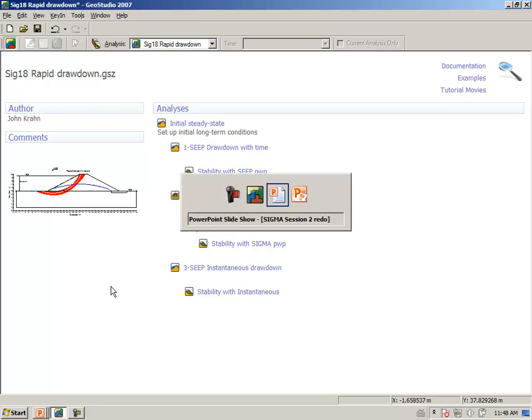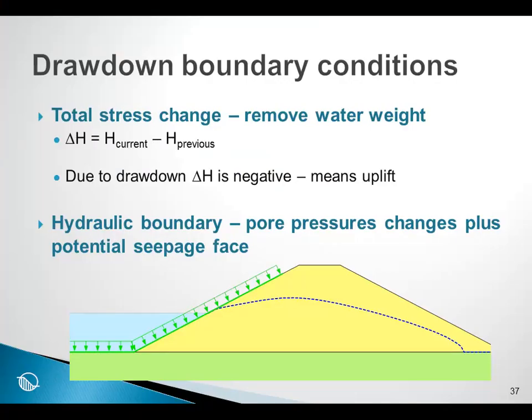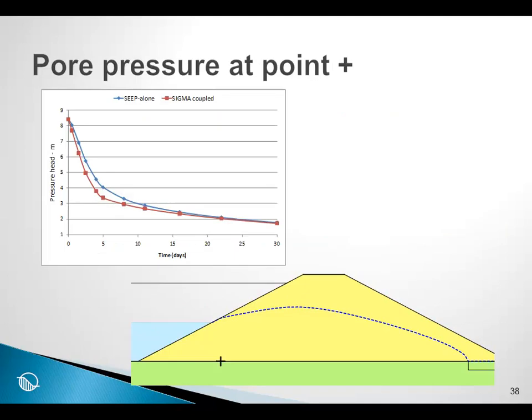Going back to our PowerPoint presentation then, in summary, here is a comparison of the SEEP alone and the SIGMA/W coupled pore water pressure response due to the reservoir drawdown. And you can see here that the pore water pressure is somewhat lower for the coupled analysis. Doing a SEEP alone, we have a slightly higher pore water pressure at the same time.